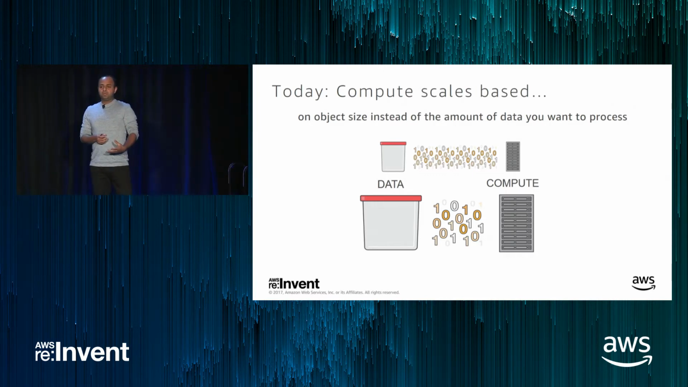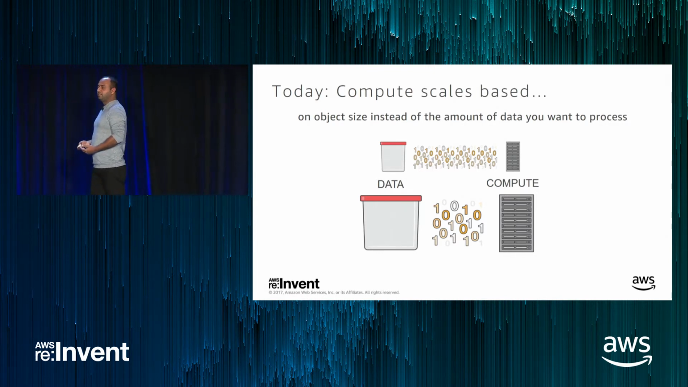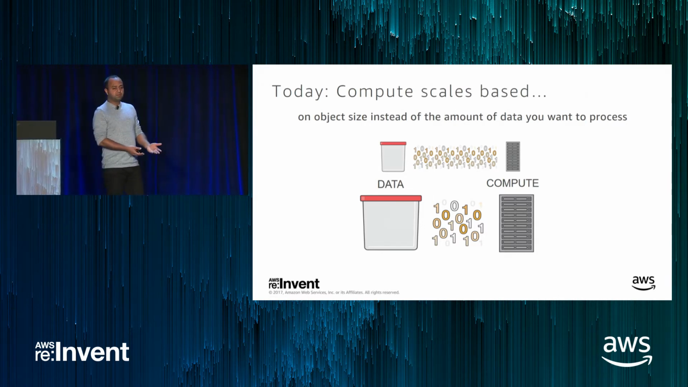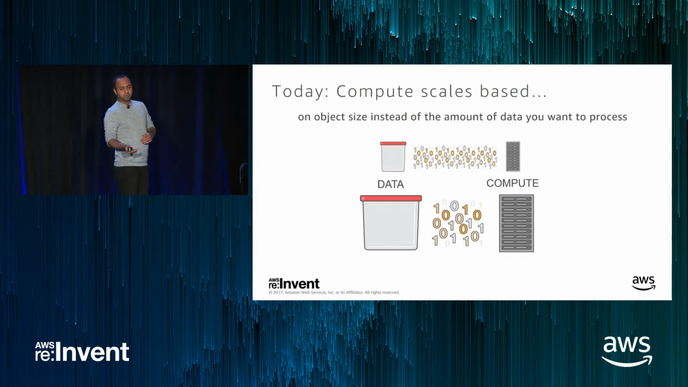And in this case, all of the compute is just reading, scanning, and filtering data from S3. Most of the time when we run our queries, we don't think in that manner, right? But this is what essentially happens if you look deep down. The result is that your compute scales based on the object size.